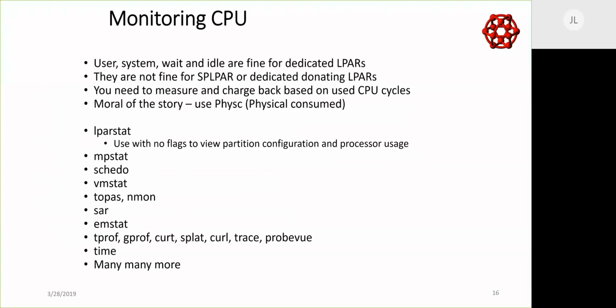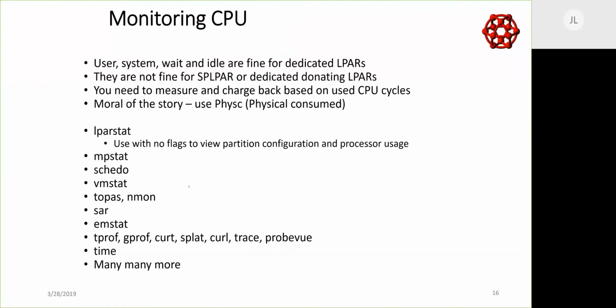In terms of monitoring CPU, you can look at user, system, wait, and idle time for dedicated LPARs, and mostly you're going to look at user and system. For shared processor LPARs or dedicated donating LPARs, they're not actually that useful, because user and system are basically a measure of the percentages for the amount of core that was allocated at that time. The issue with that is that it changes. So what you have to look at is CPU cycles, or basically what we call PhysC. You'll see it called PC or PhysC in your shared processor reports, and it stands for physical consumed, and that's actual physical CPU.